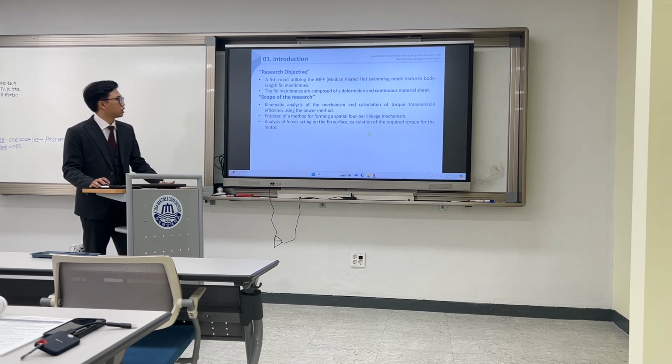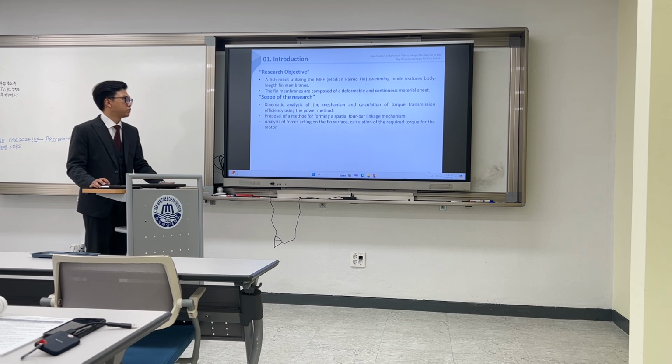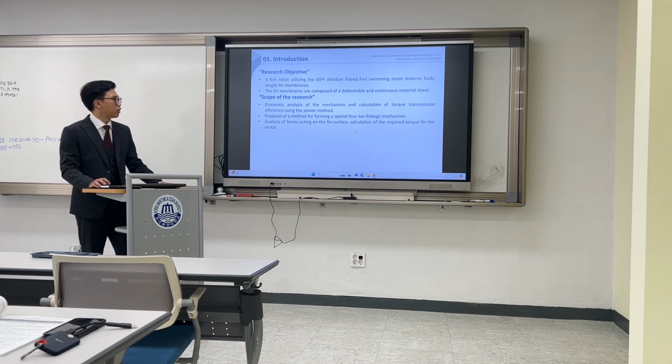The scope of the research is that we have to analyze the kinematics of the mechanism and calculate the torque transmission efficiency using the power method, and this will propose a method for forming a spatial four-bar linkage mechanism.